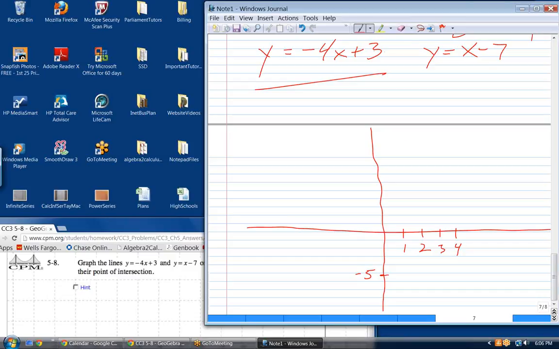Uh-huh. In other words, what's that called? That's the constant. Okay, if we're working off the form y equals mx plus b, yeah, it'd be b. That's called slope, and that's called y-intercept. And the y-intercept is where x is equal to 0. In other words, plus 3, which is right here.